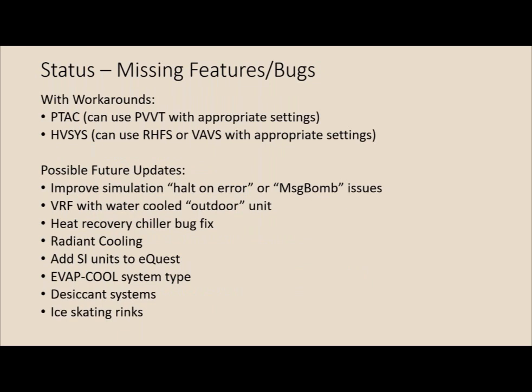So just a status in terms of what features have not yet been implemented in DOE2.3. There are a couple of system types that are not in the program, and we don't really have plans at this point to add them. Those are the PTAC and the HVSys. There are workarounds to use other system types to model those. With the PVVT, it has to be set up as one zone per system in order to mimic the kind of system that we were previously able to do with the PTAC.